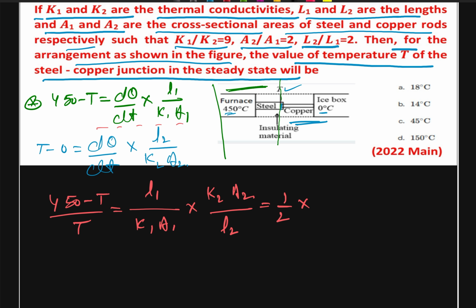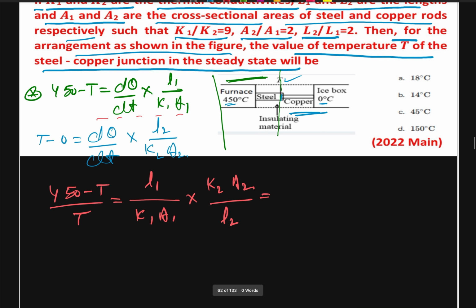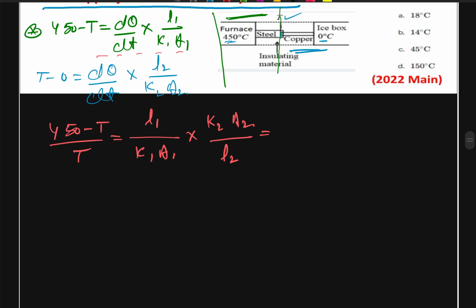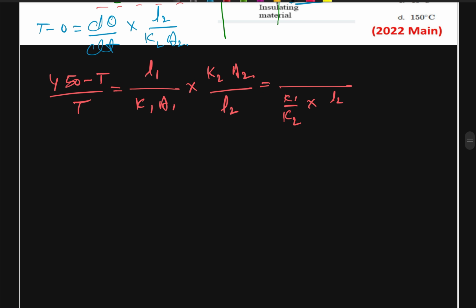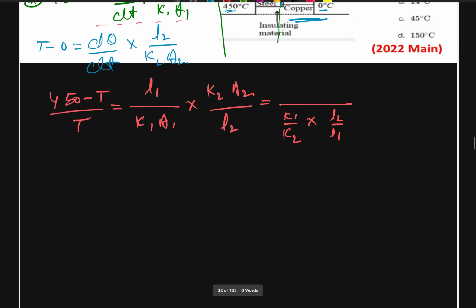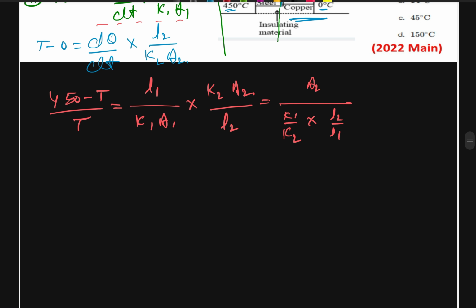Okay, let me write it in the form of the given ratio. So we are given that we have K1 upon K2. So we can write this as K1 upon K2 multiplied by L2 upon L1, and A2 upon A1. Okay, so let's substitute the values.